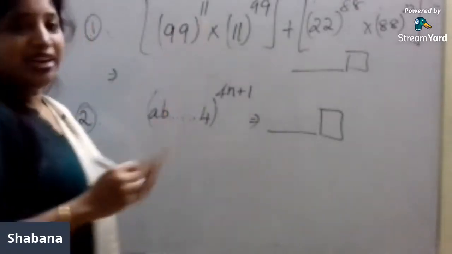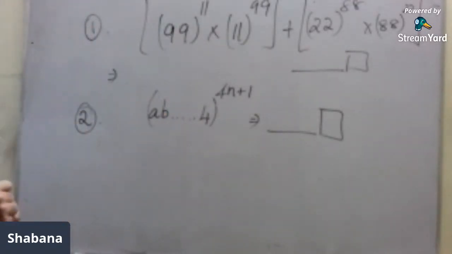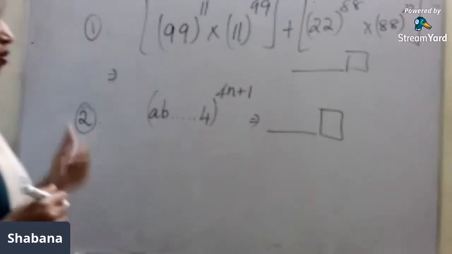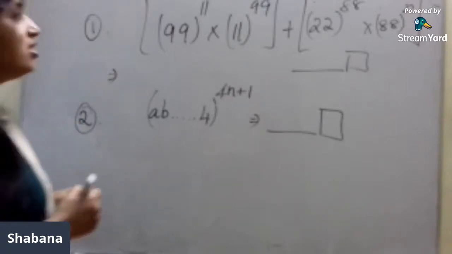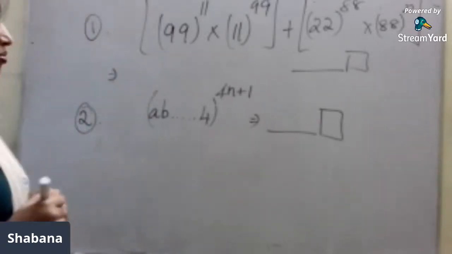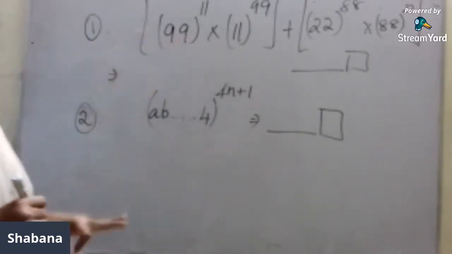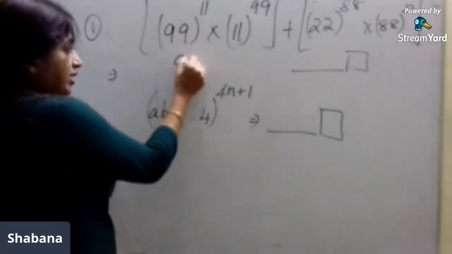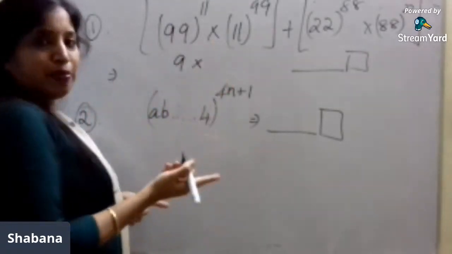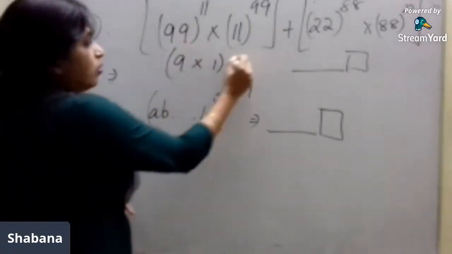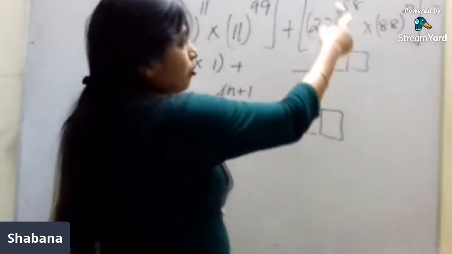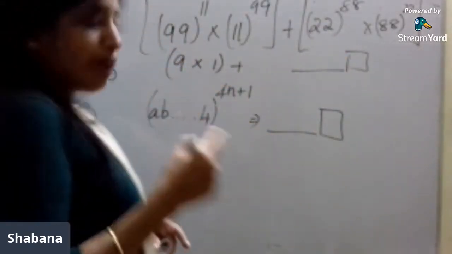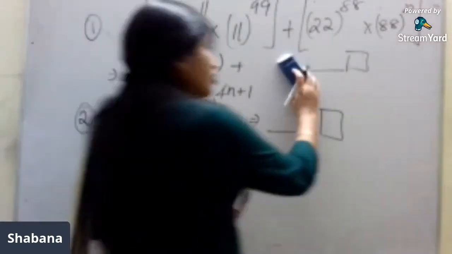Okay, so let me solve this and give the answers. 11 divided by 4 leaves remainder 3, because 8 is a multiple of 4. You remove 8 from that, you have 3. Since your remainder is 3, you look for Z cube. 9 cube is 729, so I take only 9. 1 is my magical number, so I just take 1. Plus 22 cube. Again, 88 divided by 4 leaves a remainder 0. If my remainder is 0, I look for Z.